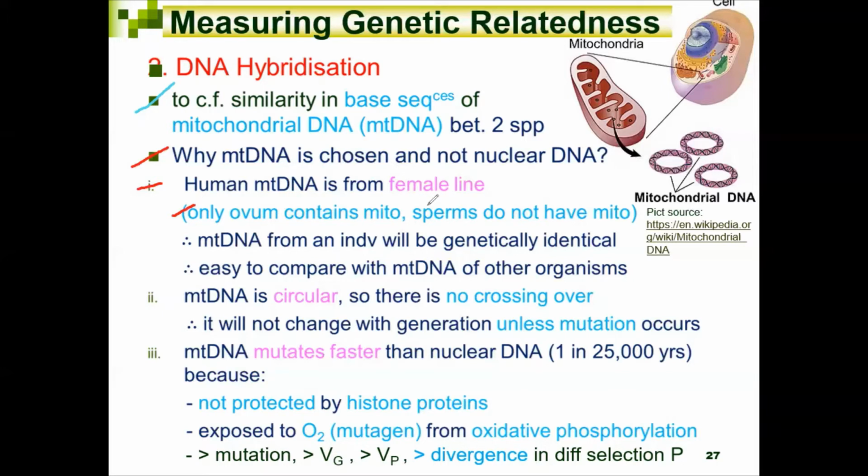For sperm, after fertilization, the mitochondria of the sperm will be destroyed by the ovum. The sperm does carry mitochondria, but when it fuses with the ovum, the mitochondria of the sperm will be destroyed by the ovum. So the mitochondria from the sperm will not be passed to the offspring. Whatever mitochondrial DNA we have in our mitochondria, they are all from the mother's lineage, the female lineage only. Okay.